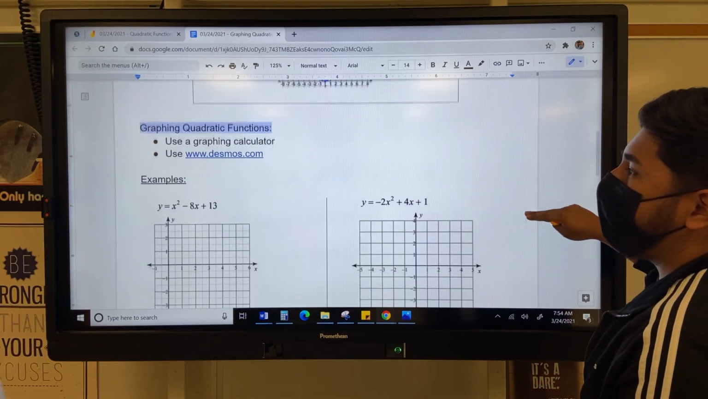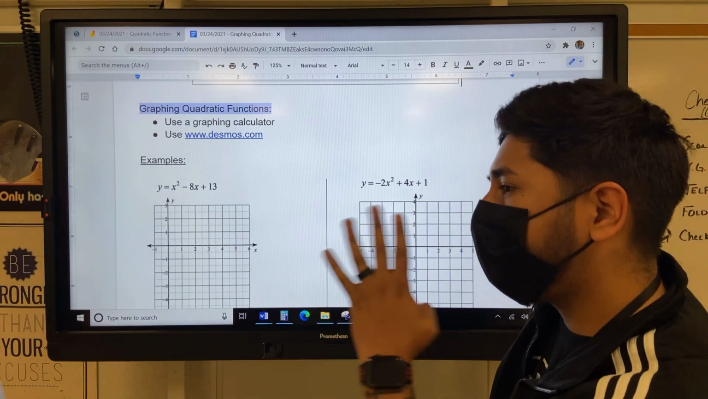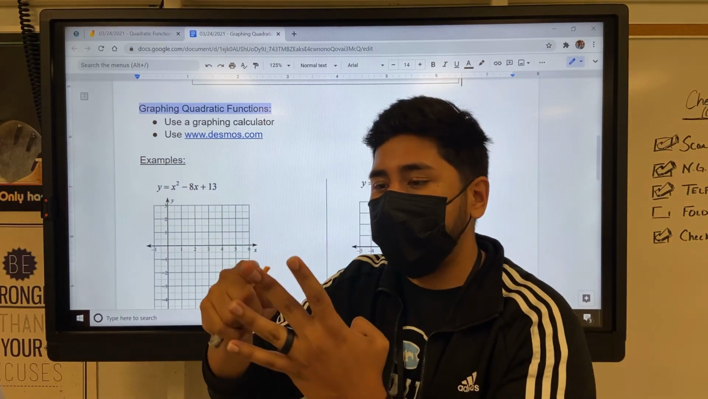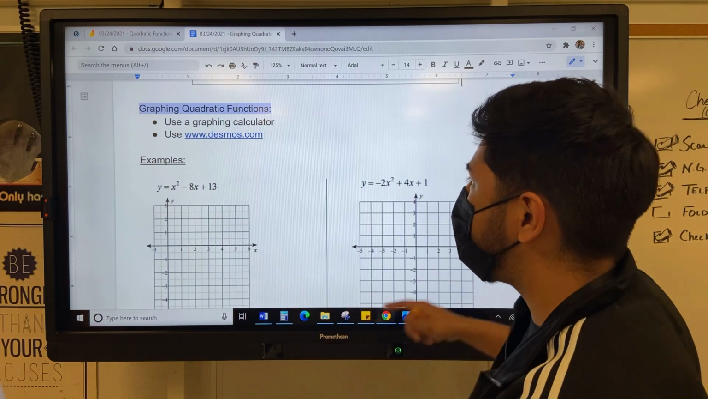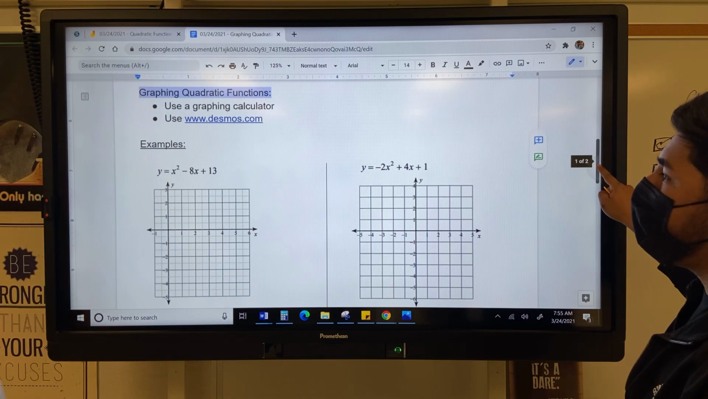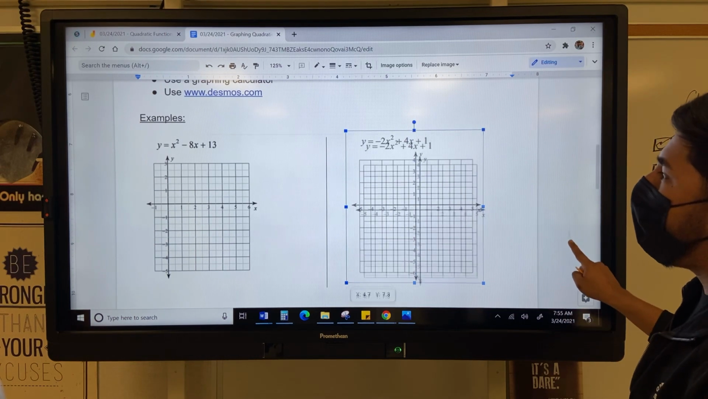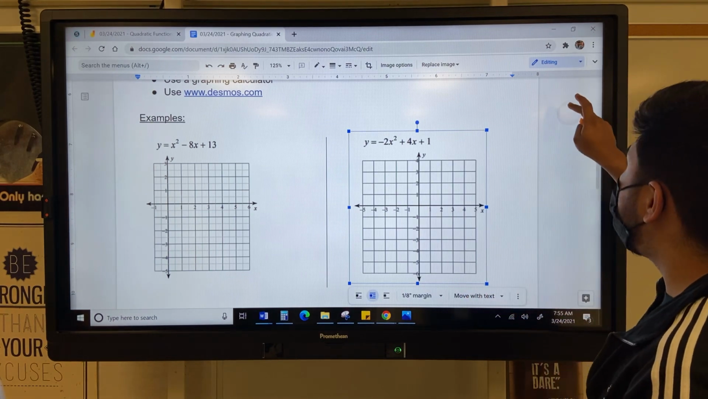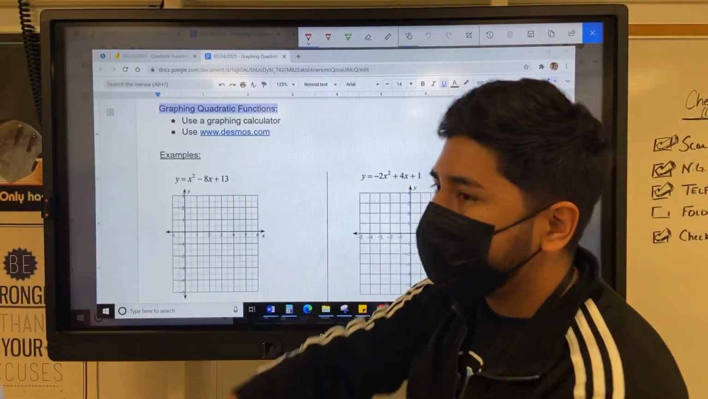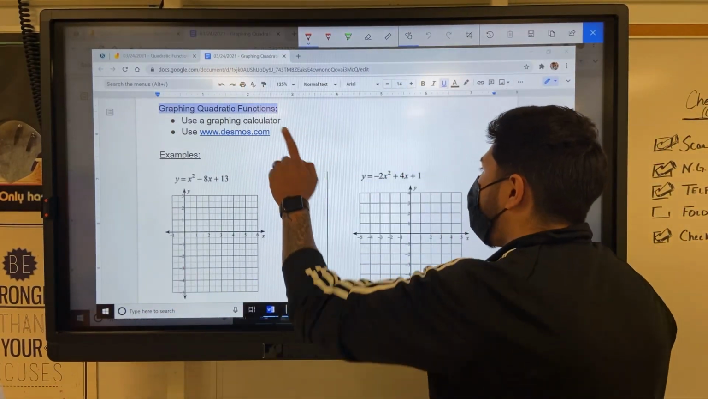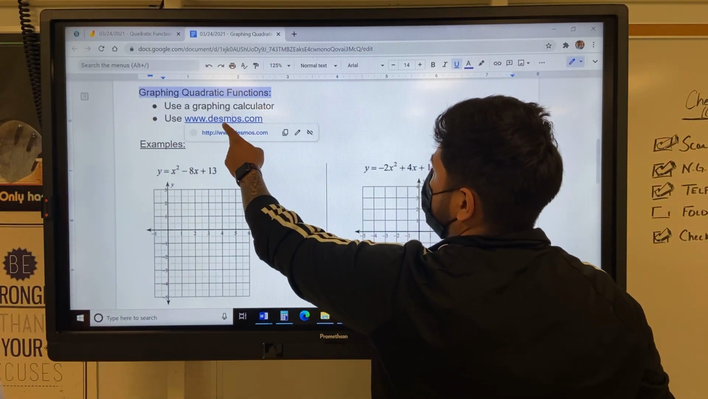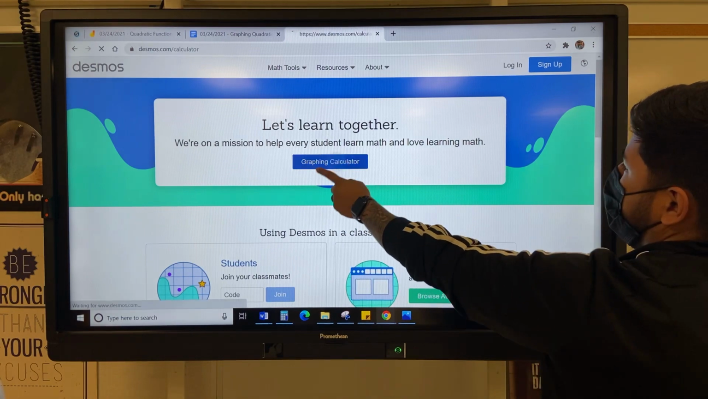There are 4 things that we need to learn today. We need to make sure we know how to graph. We need to make sure we know the vertex, the y-intercept, and the x-intercepts. For graphing the function, I don't want to make it too difficult because we do not have a lot of time. So I gave you 2 bullet points. You can either use your graphing calculator or click that. It'll take you straight to decimals.com. You should know graphing calculator.